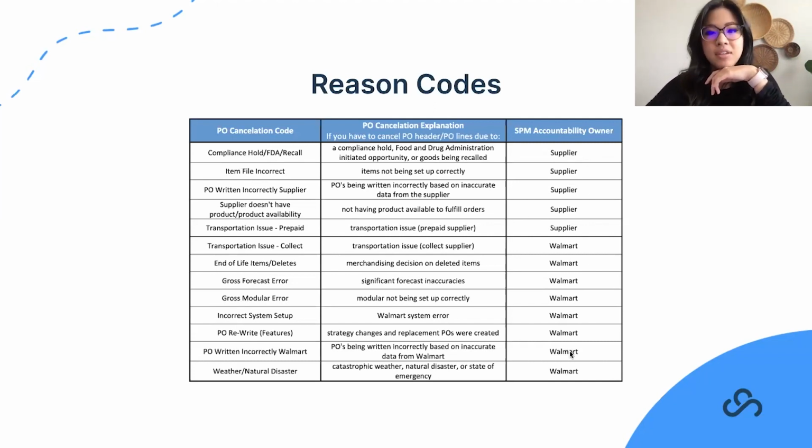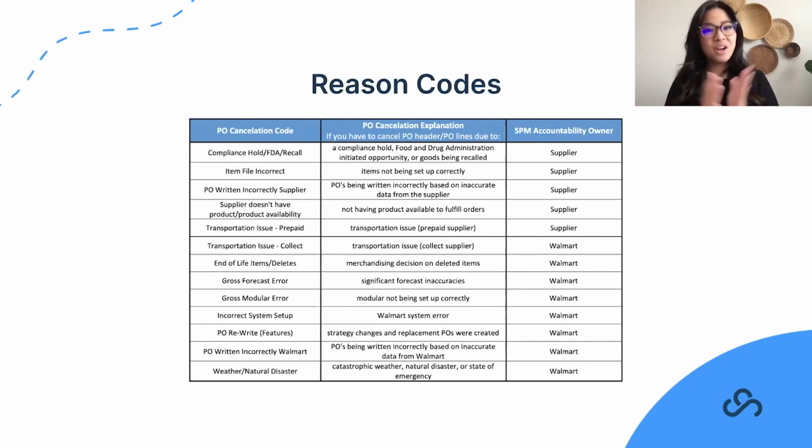And you guys can kind of see here, this is actually from Walmart. So this is Walmart documentation, but some of this will fall under the supplier accountability and some of this will fall under the Walmart accountability. So the pro tip for you guys is whenever possible, make sure that you are selecting the Walmart cancellation code, because that will put that under Walmart's accountability bucket instead of yours. So pro tip for you guys.